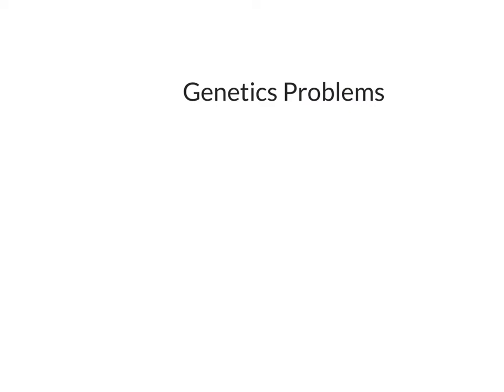During this video, we will investigate how to use Punnett squares to solve genetics problems. We will look at the three types of dominance: complete dominance, incomplete dominance, and codominance.